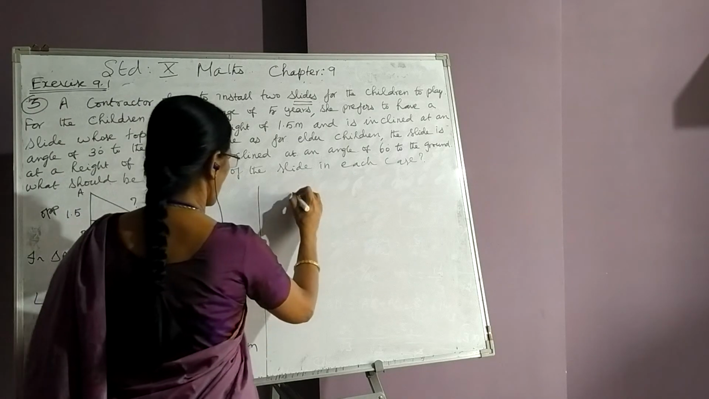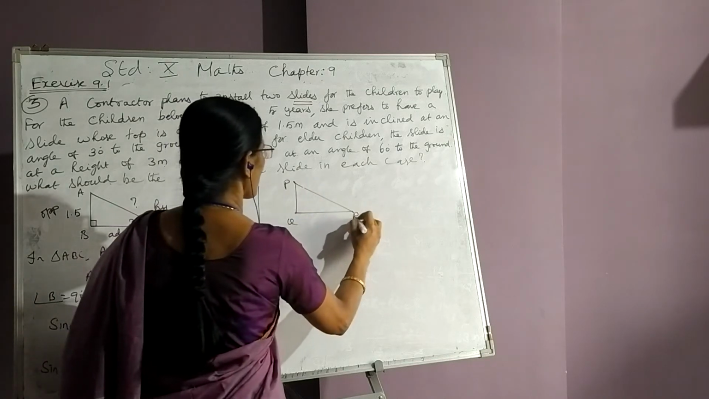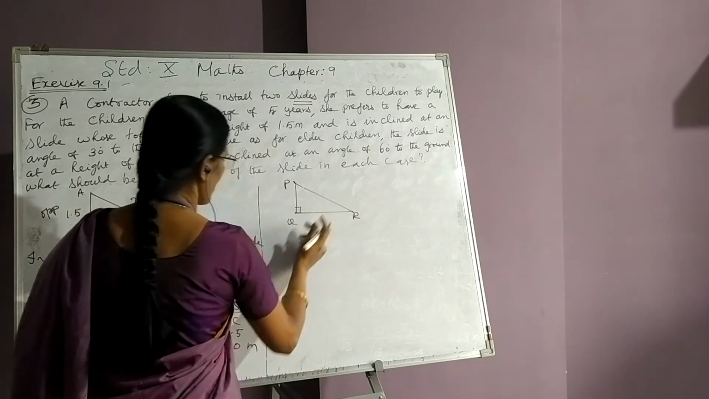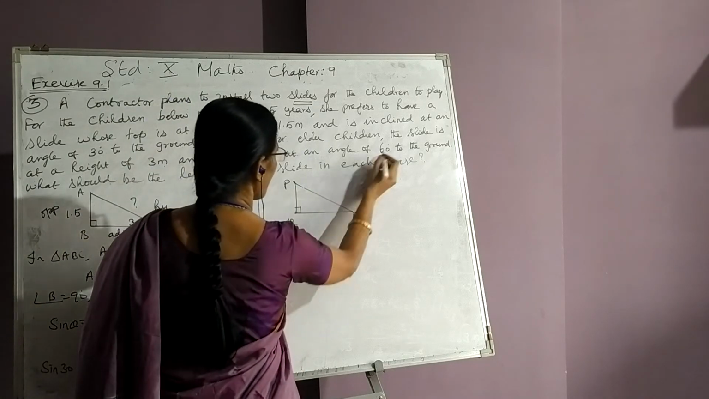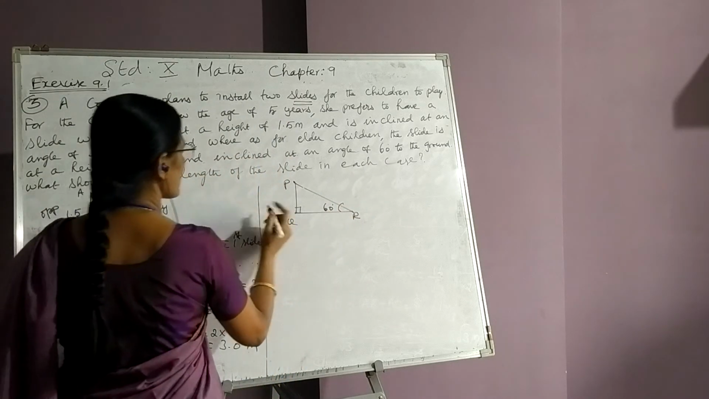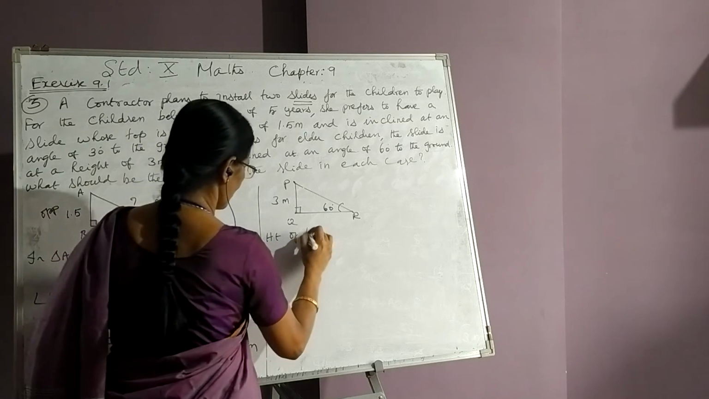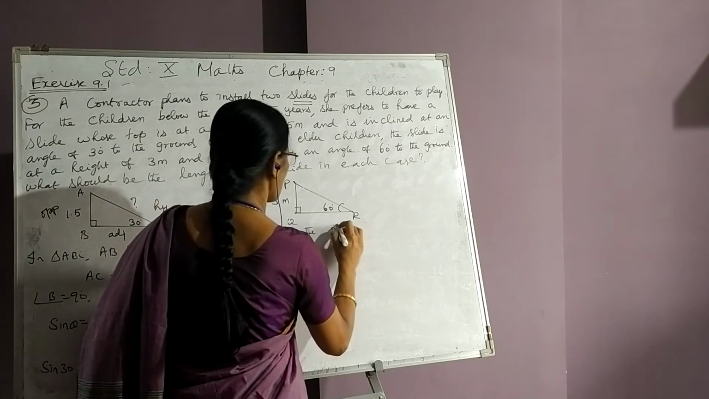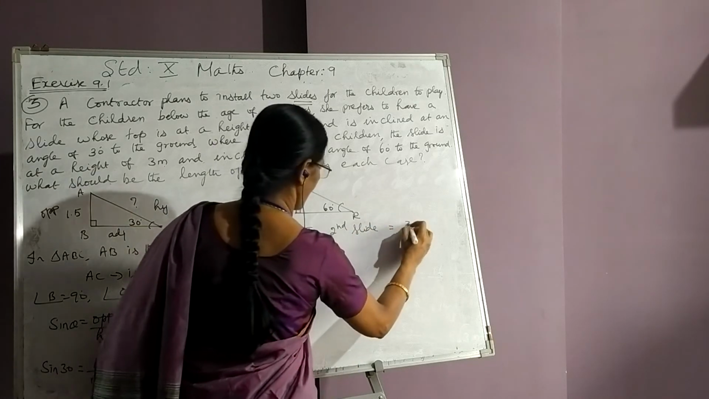Now let us come to the second slide. So let us draw another right angle triangle, which is PQR. PQ is the height of the slide. PR is the length of the second slide. It makes an angle 60 degree. And here the height is given as 3 meter. So height of the second slide is 3 meters.